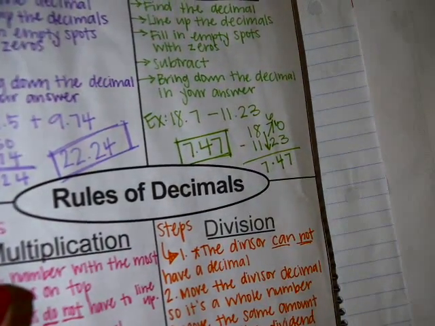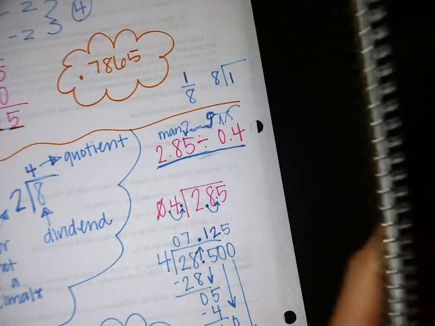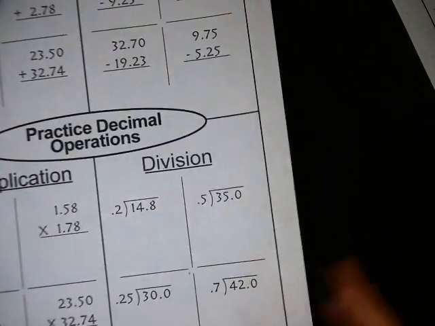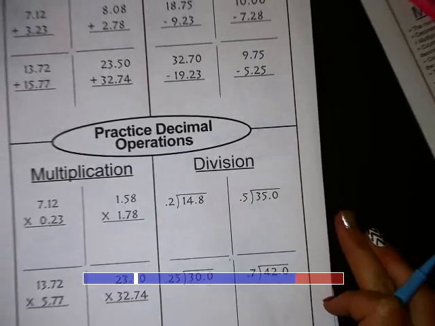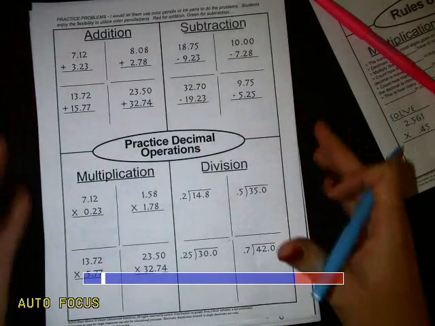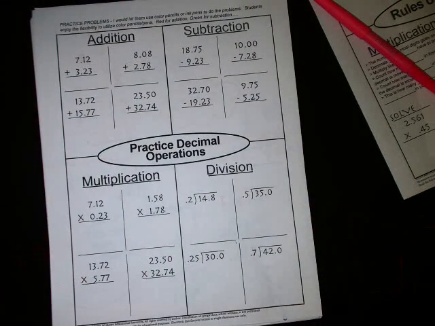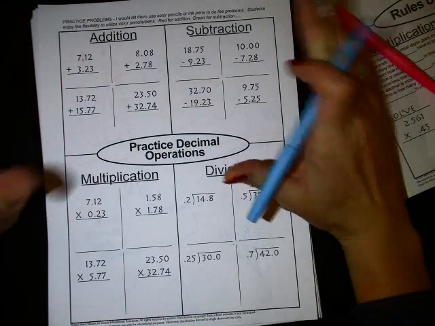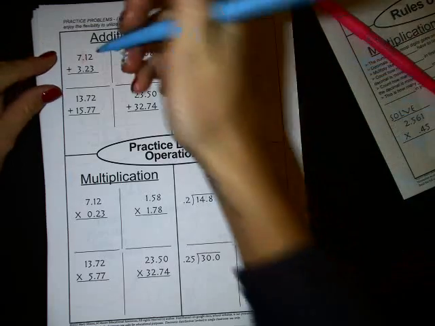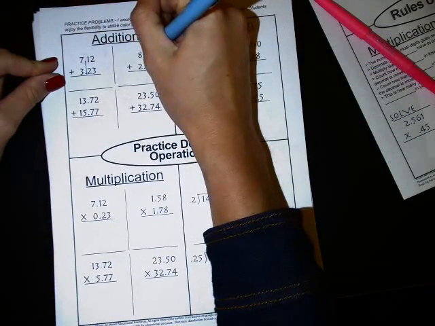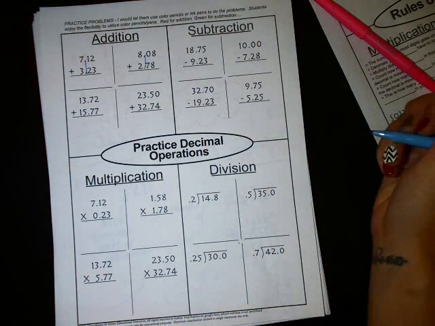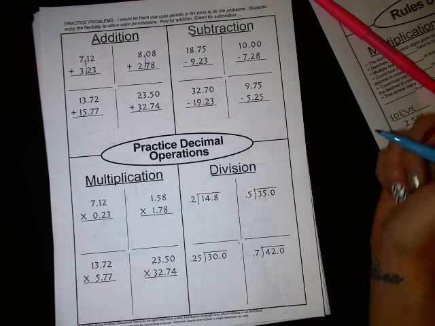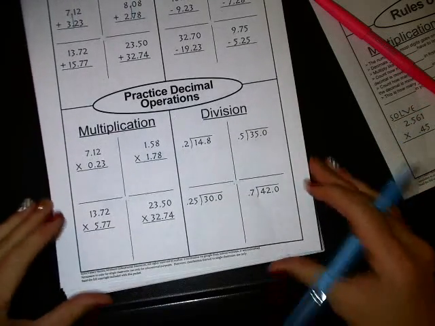Okay, so now I was going to help you with this paper that you got today. This is not one that's glued into your notebook. This is just one that you got today and you're going to turn in to me tomorrow. Your addition and subtraction should take you 5 minutes tops, okay? Your decimals are already lined up, so that one should be nice and easy.